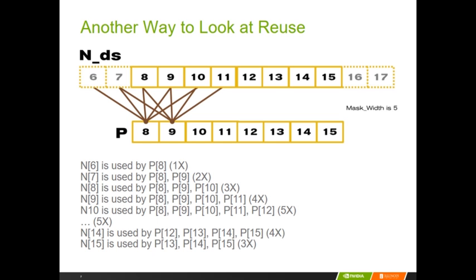So element 6 will be used only one time, and element 7 will be used 2 times. Element 8 will be used 3 times. Element 9 will be used 4 times. After that, element N10 will be used 5 times, and all the way through element 13. But after that, N14 will be used only 4 times, N15 will be used only 3 times, N16 will be used 2 times, and N17 will be used only 1 time.